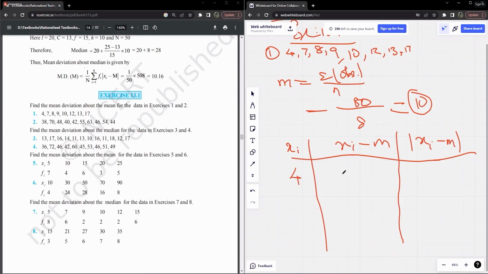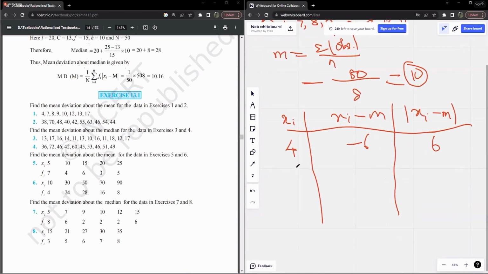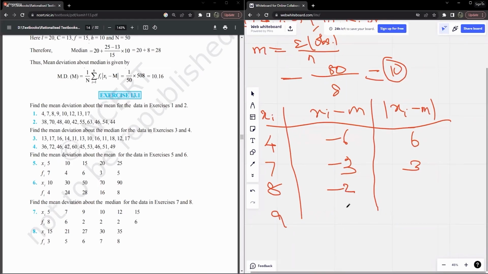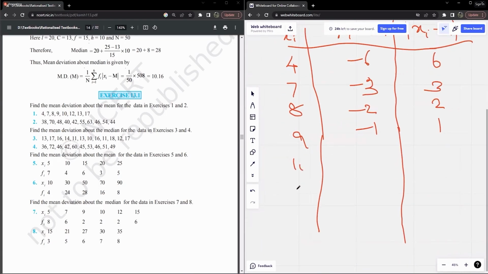Since m is 10, I'll basically write this as minus 6, because 4 minus 10 becomes a 6. Similarly, this is a 7. I'll have a minus 3 over here, and this is going to be plus 3. This is going to be 8 and 9, which is going to be minus 2 and minus 1, so over here it's going to be 2 and 1. Extending the table: 4, 7, 8, 9, 10, 12, 13, and 17.